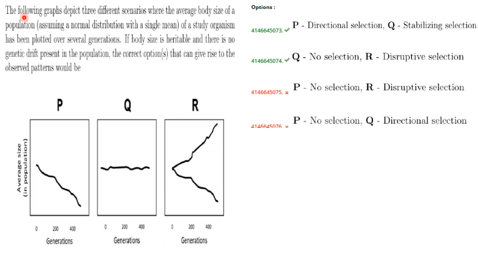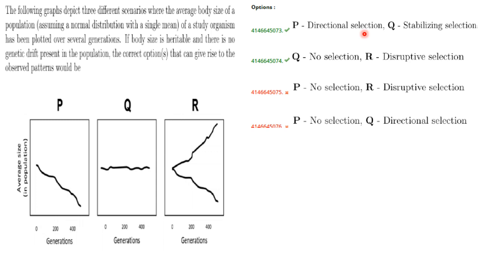The next one. The following graphs depict three different scenarios where the average body size of a population, assuming a normal distribution with a single mean of a study organism, has been plotted over several generations. If body size is heritable and there is no genetic drift present in the population, the correct options that can give rise to the observed patterns would be. Now this is average size in population and these are the generation P, Q and R. Now P they have given as directional selection, so here selection is active. Natural selection types they have asked.